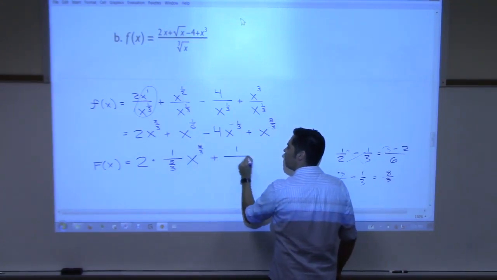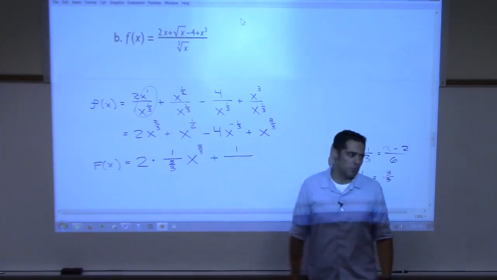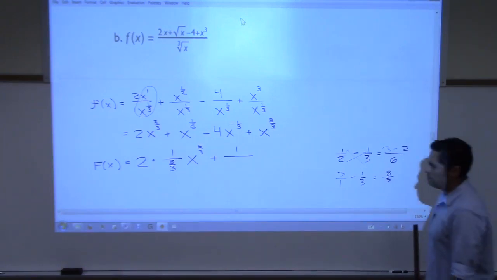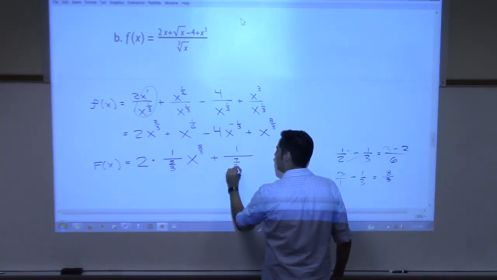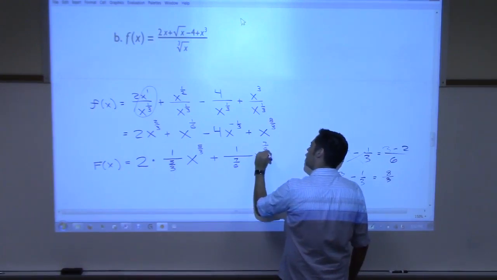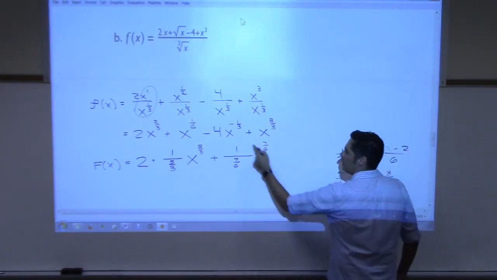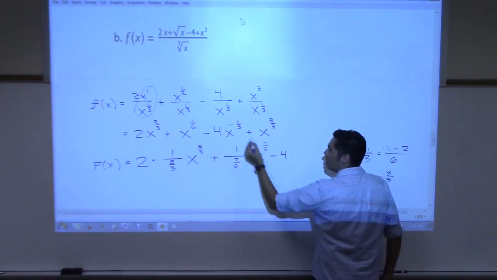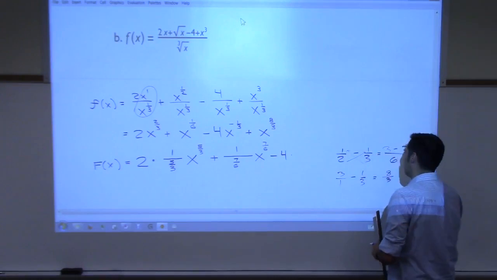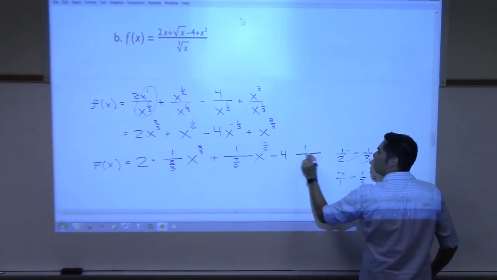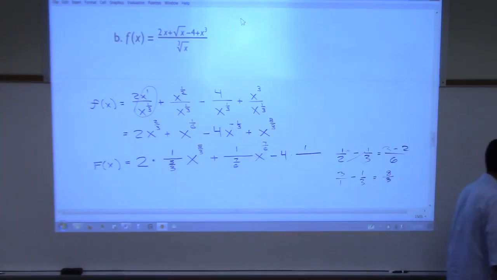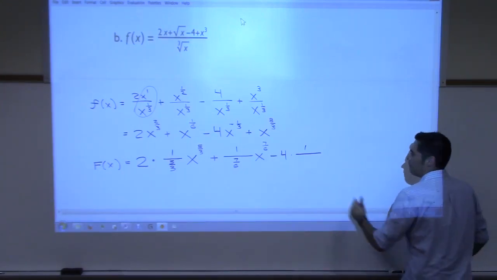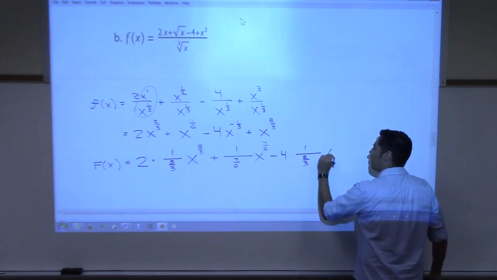All right, plus, now this one. I do 1 over, and then I have to do this power plus 1. What's 1/6 plus 1? 7/6. x to the 7/6. Then the minus 4 times, because it's coming along for the ride. Now I'm working with this. My power is negative 1/3. So I'm going to do 1 over. Be careful with that negative. What's negative 1/3 plus 1? 2/3. x to the 2/3.